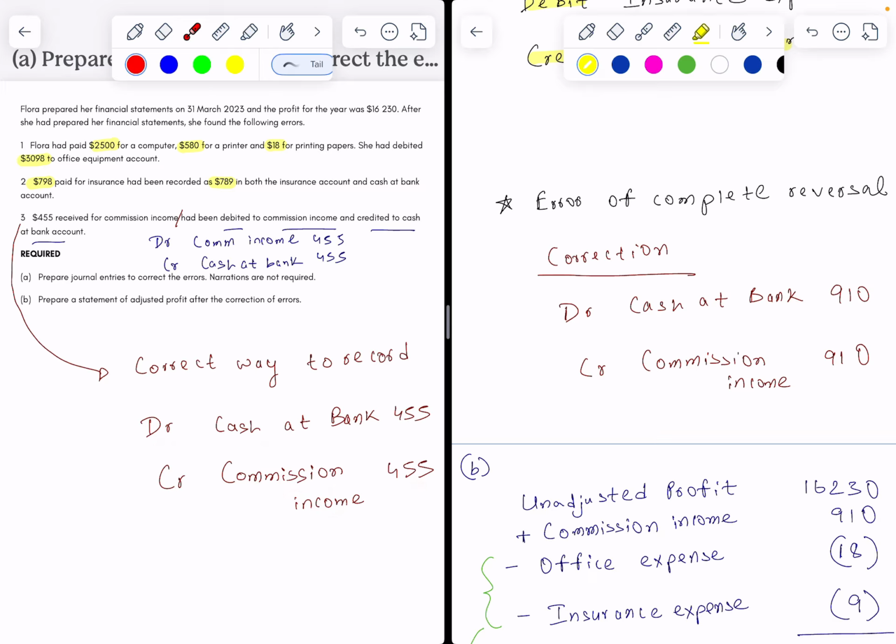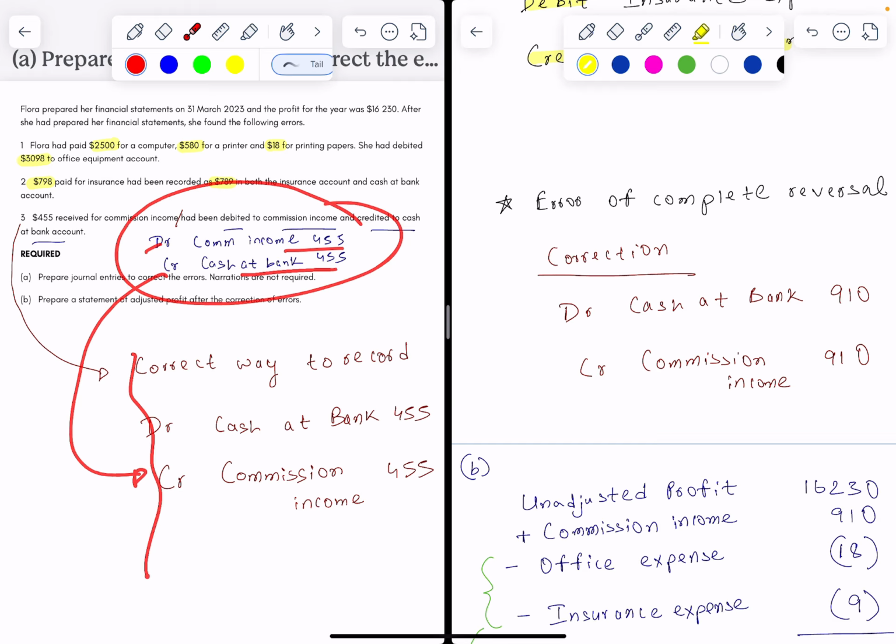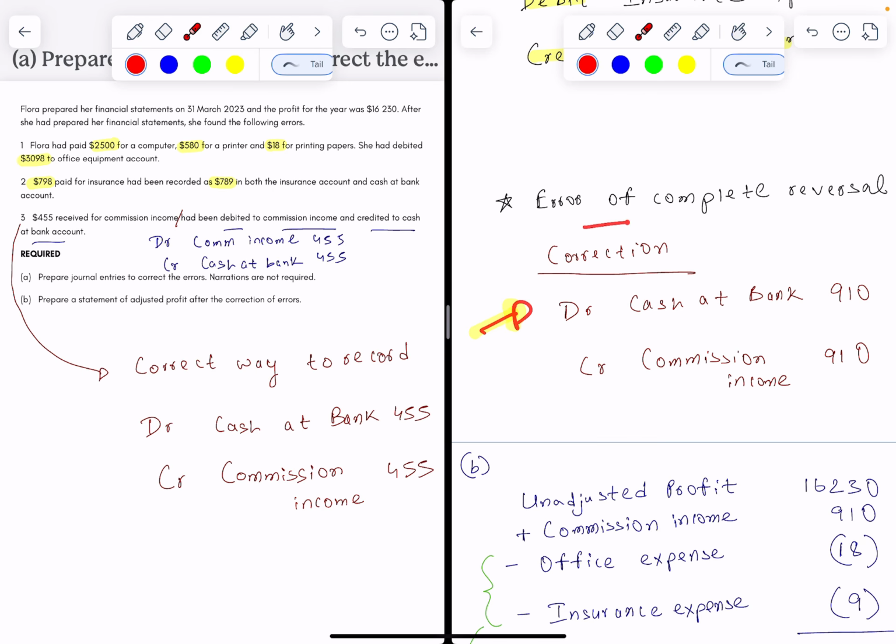But what the accountant of Flora, I would say the bookkeeper because it's a journal entry, ended up recording is to debit the commission income by $455 and credit the cash at bank by $455, which is a complete opposite to what we should have originally done, right? So therefore, this type of error is what we classify as an error of complete reversal, where the entries have been reversed. Now, how do we correct this?